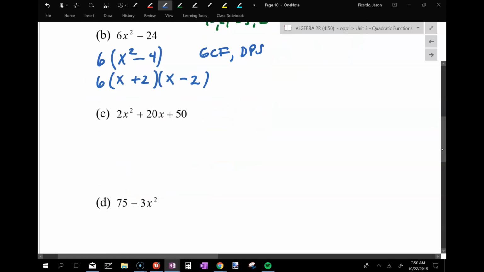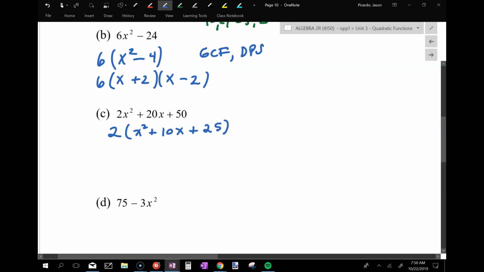GCF? 2? I think you're right. Take out an x squared. 2 goes into 20 10 times, leaving an x. 2 goes into 50 25 times. So it's a trinomial, right?